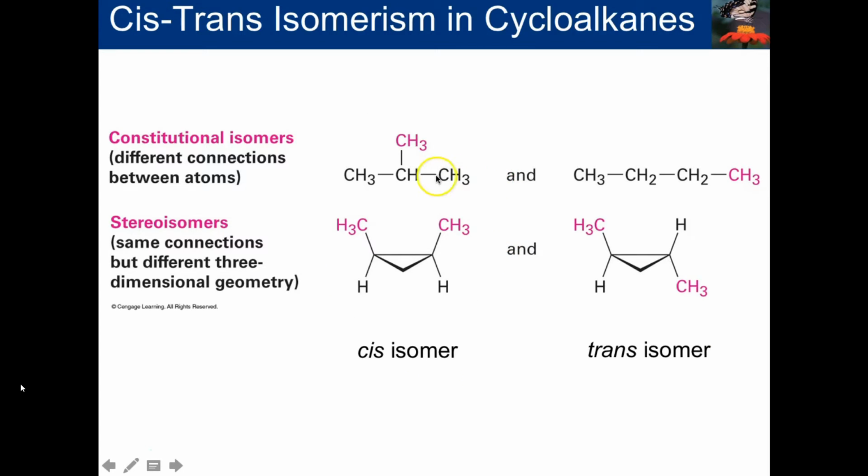These are called constitutional isomers because you actually have to break a bond to reconnect them. This is branched, this is linear. These are called stereoisomers because they don't differ in the connectivity of the atoms. They differ in the direction, the stereo, the 3-dimensional orientation of the molecules.